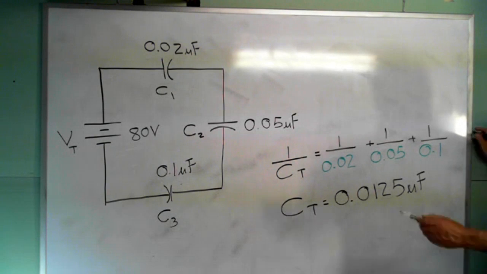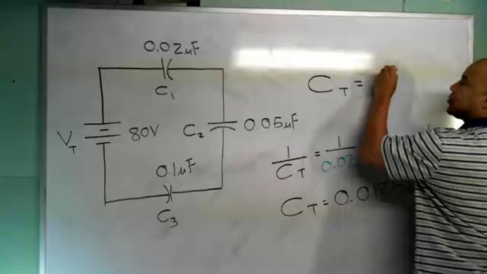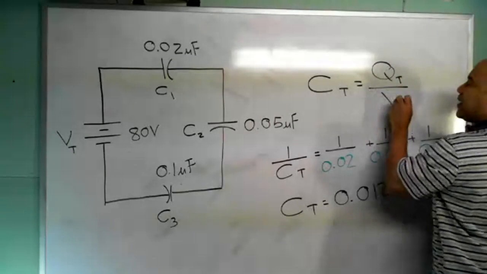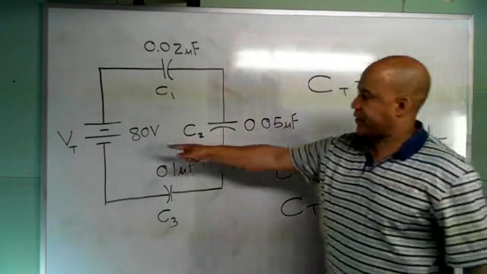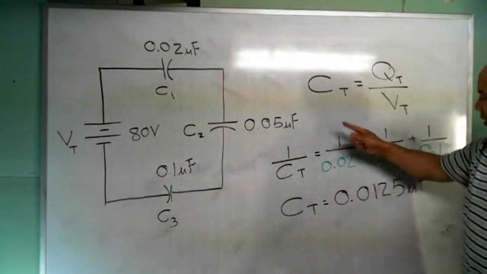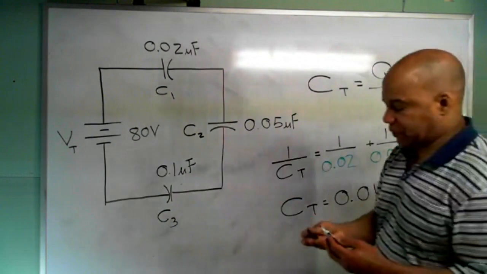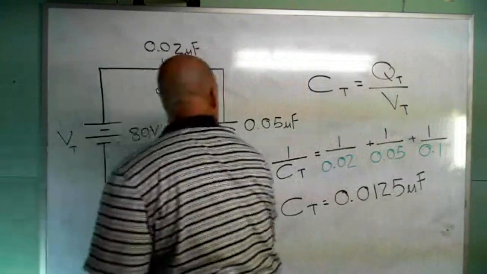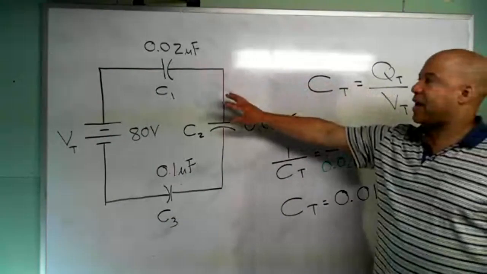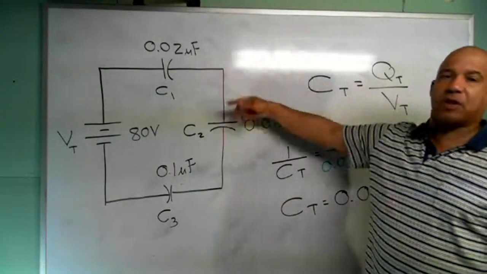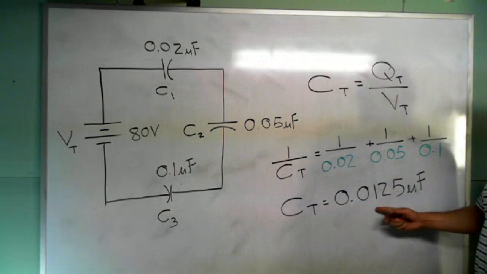Now that I know the total capacitance, I can use this formula right here: CT equals QT over VT. I know this one, they gave that to us. And I know this, because we just solved for it. All I've got to figure out is this. So let's put that into the equation. Notice the steps. I want you to write down the steps. I know all the values for the series connection of capacitors. The first thing we did was find the total capacitance using the formula here. We came out with this number.